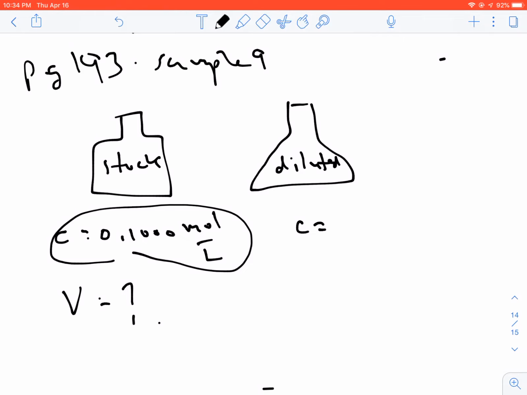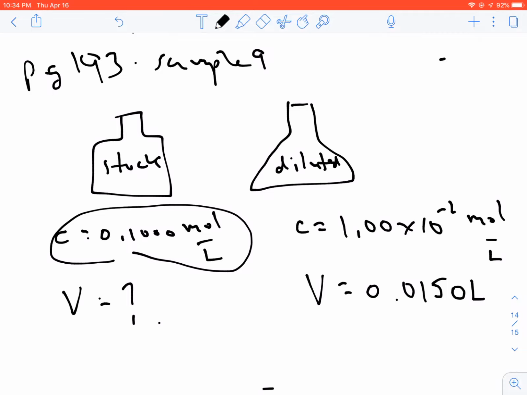Okay, so the concentration that we're going to inject into her is 1.00 times 10 to the minus 2 moles per liter. That's given in the question. And it says the injection volume is 0.0150 liters. Okay, so remember this is solution 1, this is solution 2. It doesn't really matter which is 1 and which is 2, but I usually use stock as 1 and dilute as 2. So what that means is this concentration is C1, this volume is V1. This concentration is C2, this volume is V2.